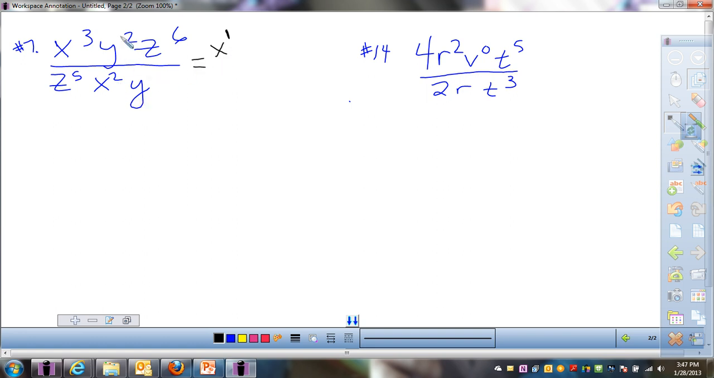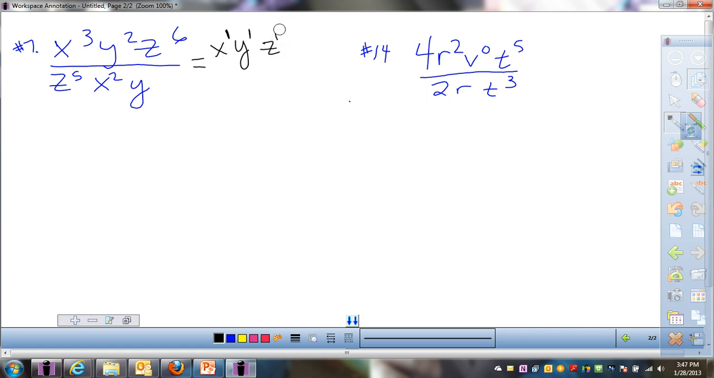Okay, so then I do the y's. There's 2 up top and 1 in the bottom. So what's 2 minus 1? That's right, and there's more up top, so we put them up top. Y to the 1. How about the z's? Where are there more z's in this problem? Up top. Once again, it's 1.